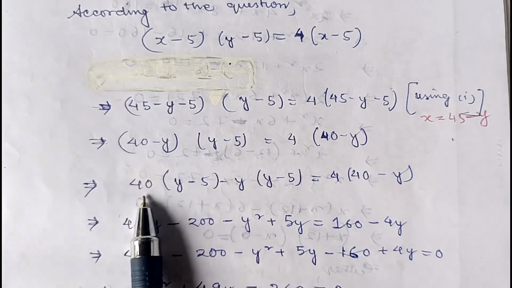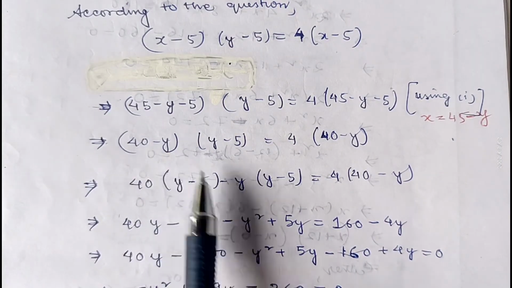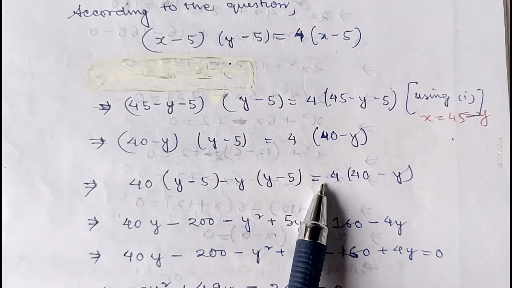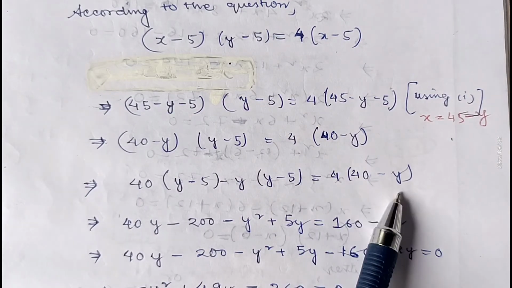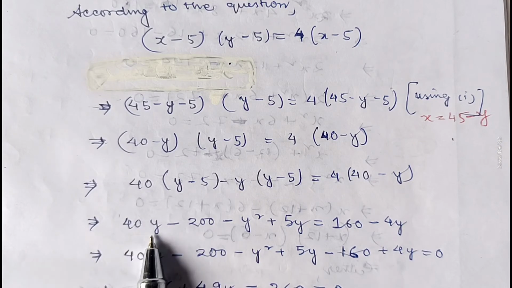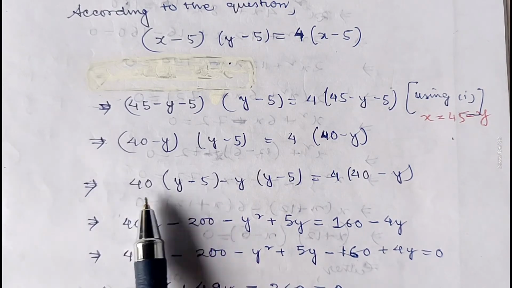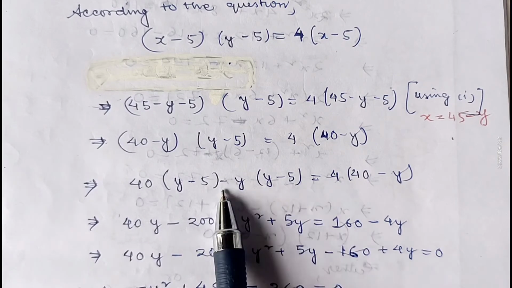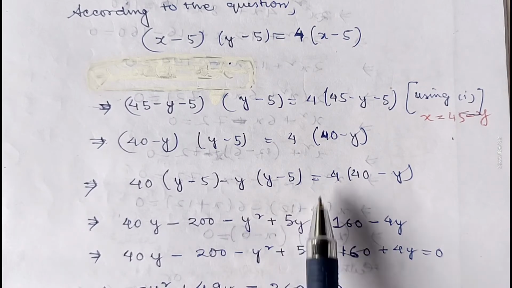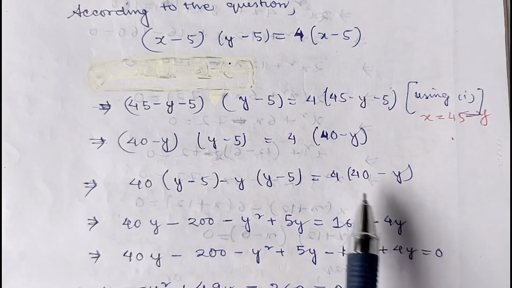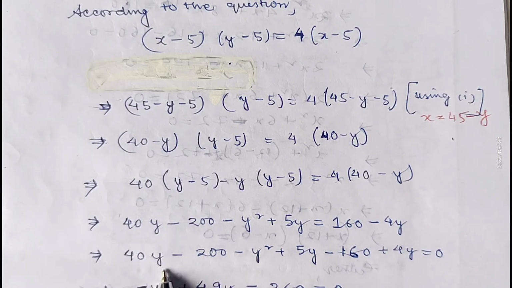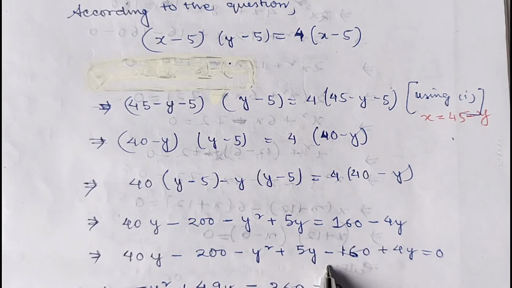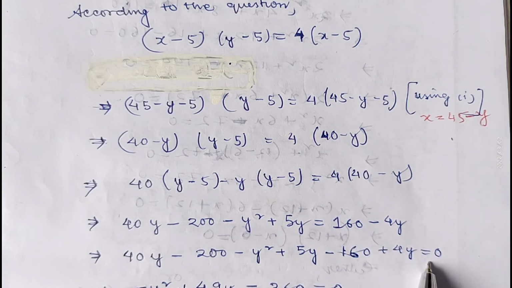Now if we multiply 40 minus y into y minus 5 equals 4 into 40 minus y. 40 into y, 40y, minus 40 into 5, 200, minus y into y, y square, minus minus plus 5y equals 160 minus 4y. Now 40y minus 200 minus y square plus 5y minus 160 plus 4y equals 0.